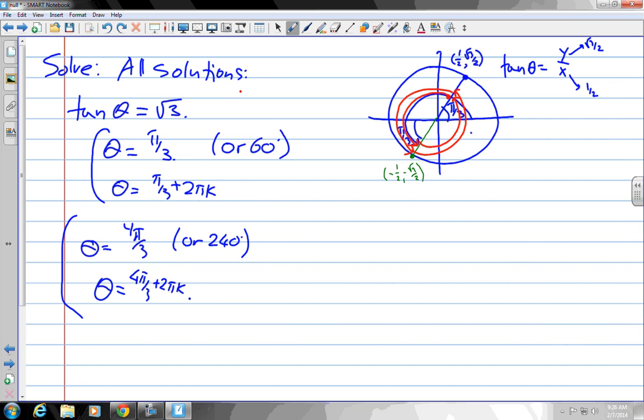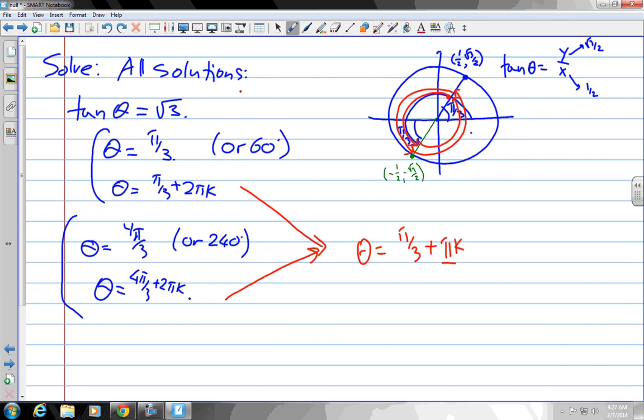So instead of listing these two answers, I can combine them. I can say that theta is simply pi over 3 plus pi k. Because all I'm doing to go from one point to the other is rotating 180 degrees, so just pi, right? I don't need to list those two points separately and say they both have a period of 2 pi. I can combine them into one and give it a period of pi. So tangent is a periodic function with period pi. And that will happen every time. The two points are going to be opposite of each other.